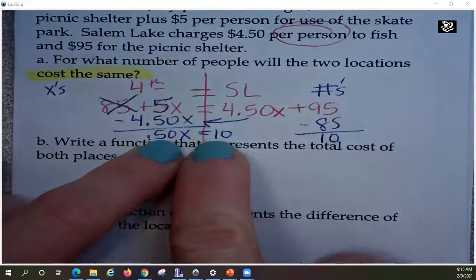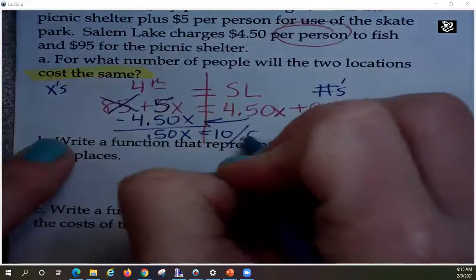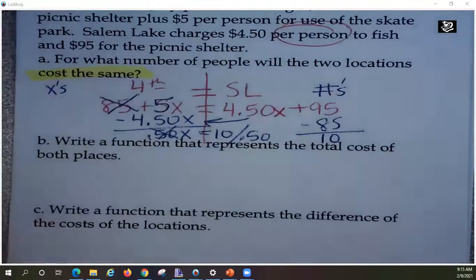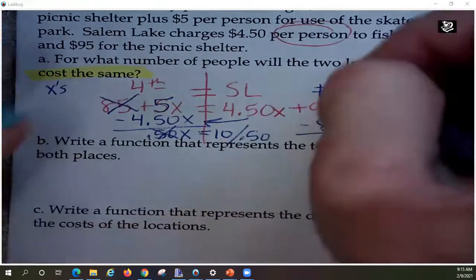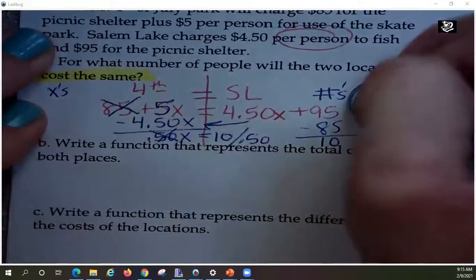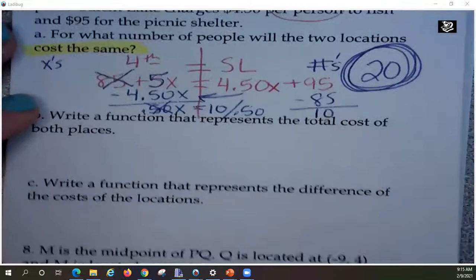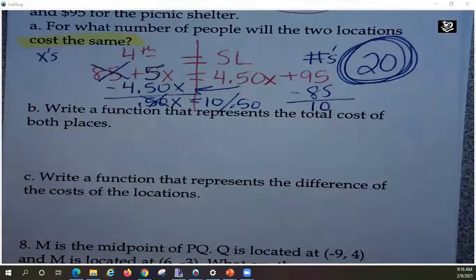Don't you divide? You divide by 50 cents on both sides. What's 10 divided by 50 cents? Is it 20? 20. Okay, so 20 for that one. All right. B, write a function that represents the total cost of both places.